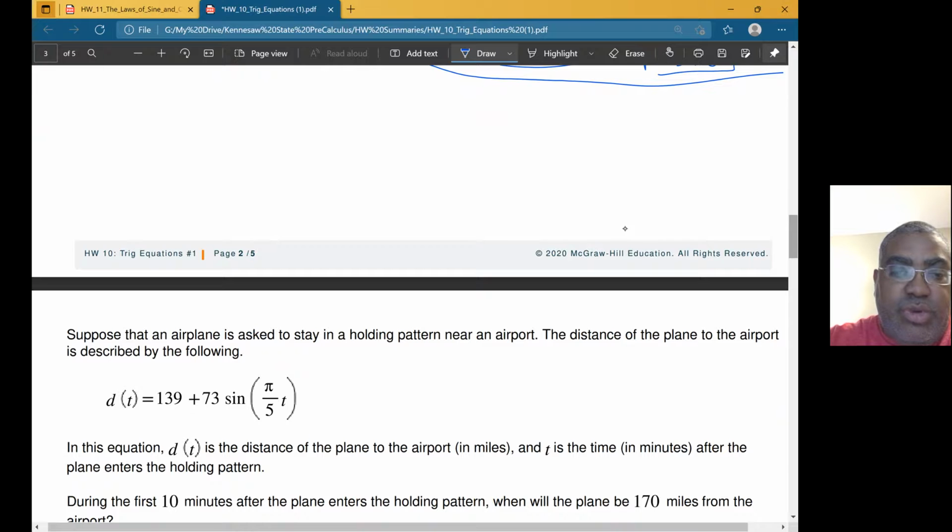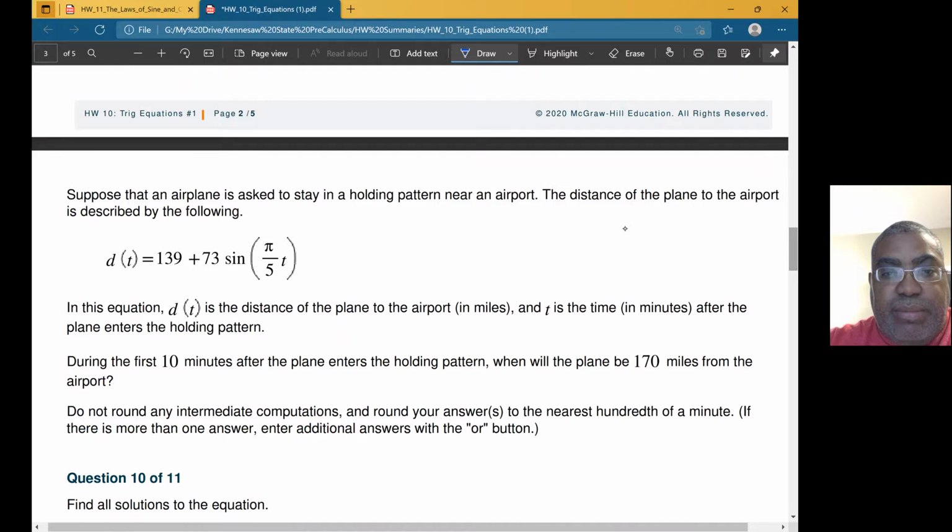D of t is equal to 139 plus 73 sine of the quantity pi over 5t. In this equation, d of t is the distance of the plane to the airport in miles, and t is the time in minutes after the plane enters the holding pattern. During the first 10 minutes after the plane enters the holding pattern, when will the plane be 170 miles from the airport?